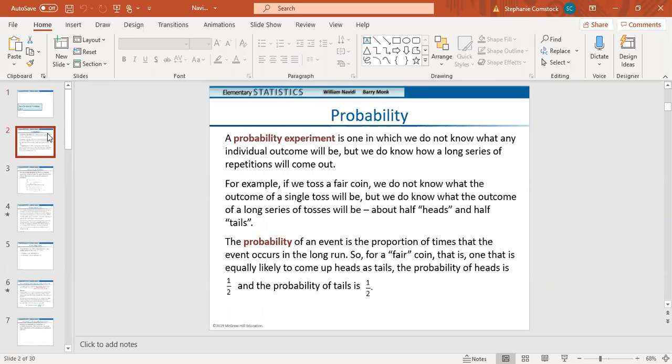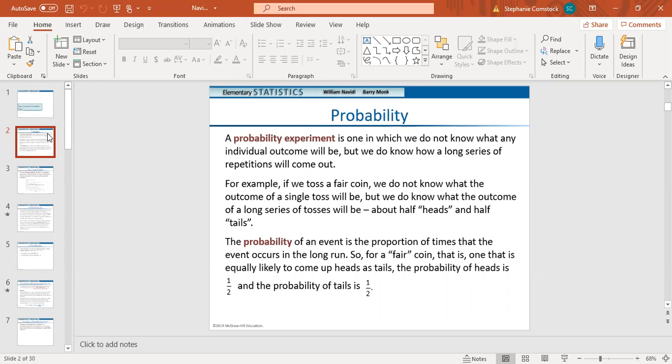So a probability experiment is one in which we do not know what the actual outcome will be, but we do know how a long series will come out. So for example, if we flip a coin, we don't know whether it's going to come up heads or tails. If we roll a die, we don't know whether it'll come out 1, 2, 3, 4, 5, 6. We don't know what the actual value is going to come up for each individual toss or roll of the die.